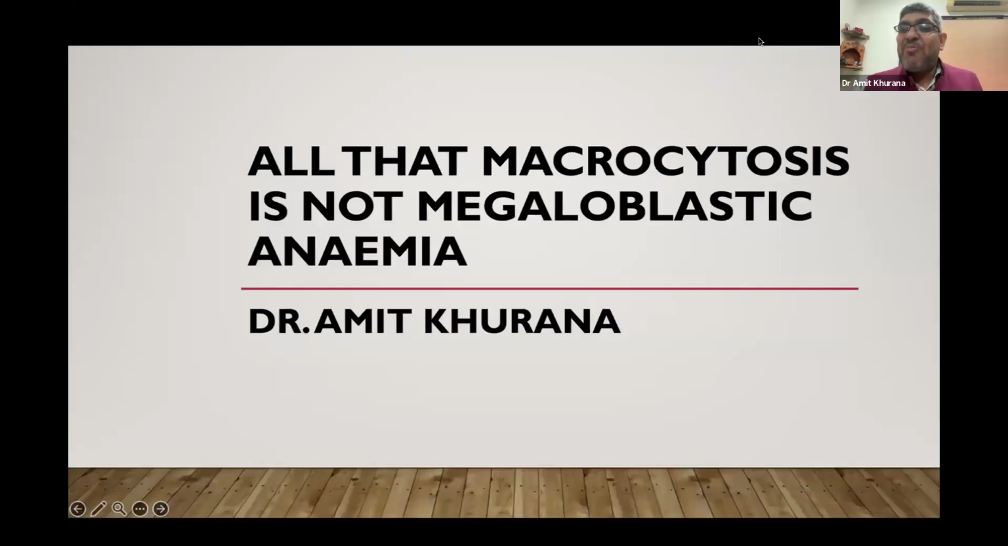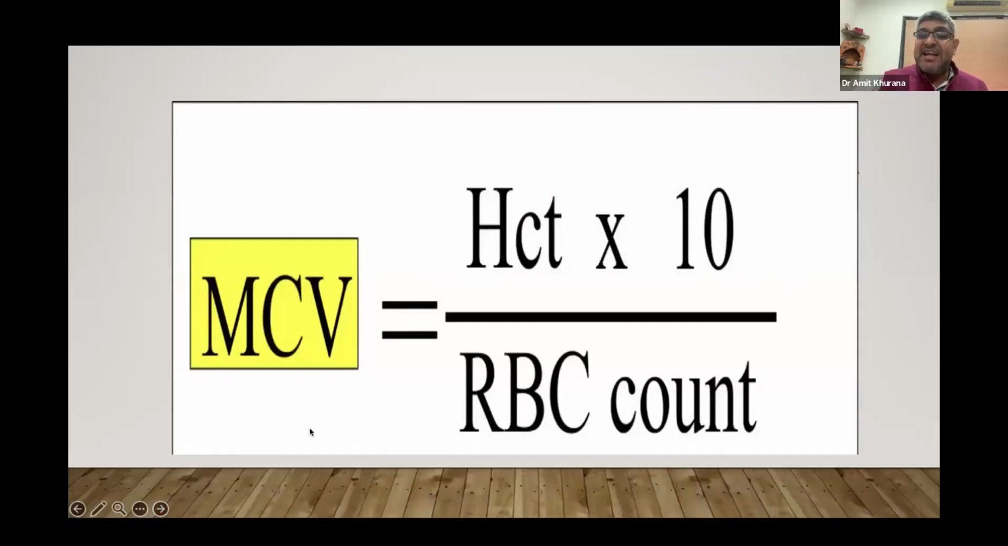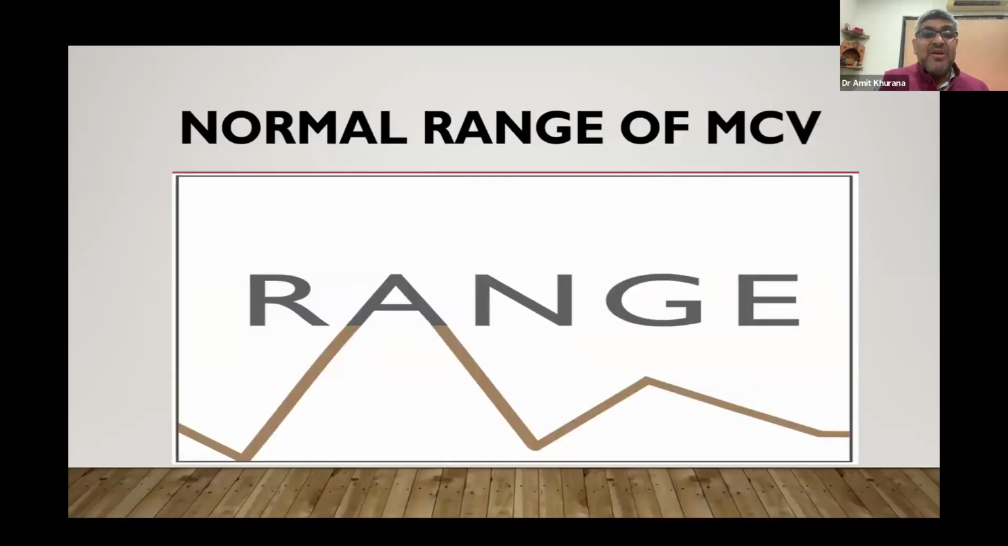You may check your answers in my lecture. So the topic is: not all macrocytosis is megaloblastic anemia. When we deal with any case of macrocytic anemia, very important is that we are dealing with the size of the RBC. And how do you define the size of the RBC? Very simple, it's MCV. And what's the formula of MCV? It's hematocrit times 10 divided by the RBC count. That we all know very well.